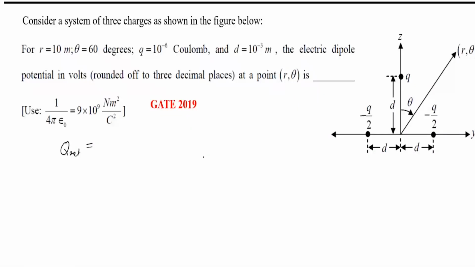0. Is it 0? Is it 0 or what? Yes, sir. So if it is 0, let's see: minus q by 2, minus q by 2, plus q. So it's 0. So what next do we have to check?